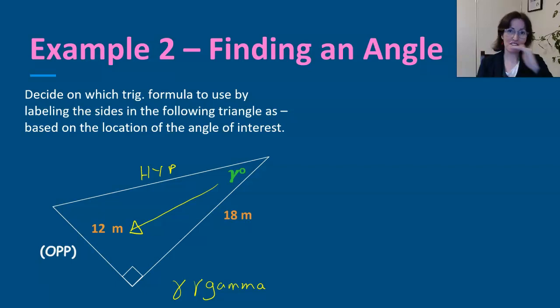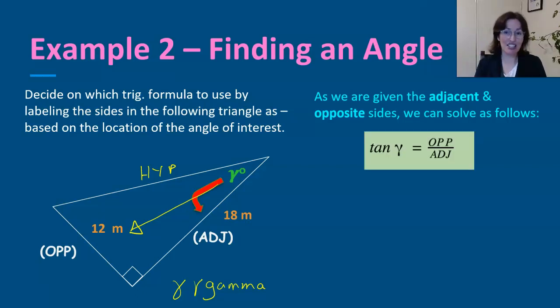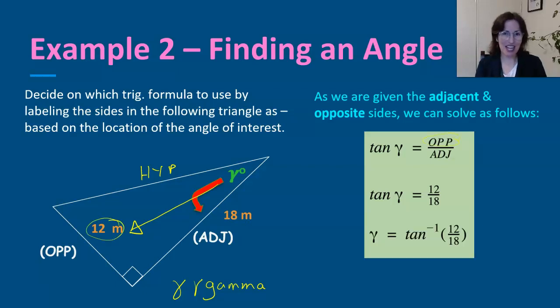The side that's opposite the angle there, gamma, is the 12, and then the side that's adjacent next to it is 18. Again, if you've got SOHCAHTOA written at the top of your page, which one uses O and A? That's tan or tangent. So write out that formula, please. Then you substitute the values in. So the opposite side, OPP, was the 12, and then the adjacent was 18.